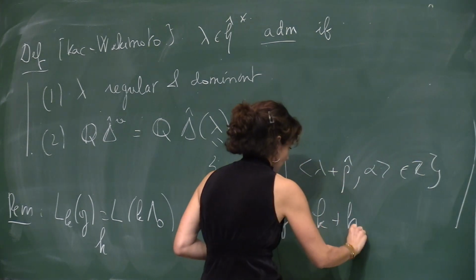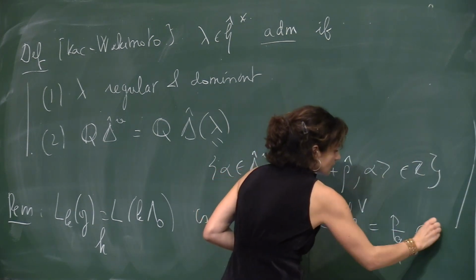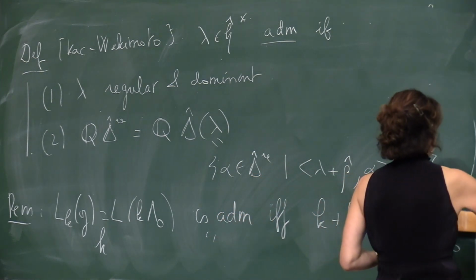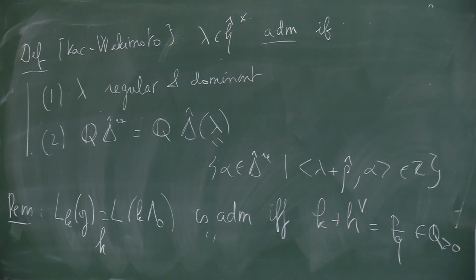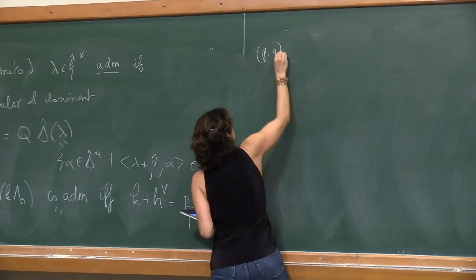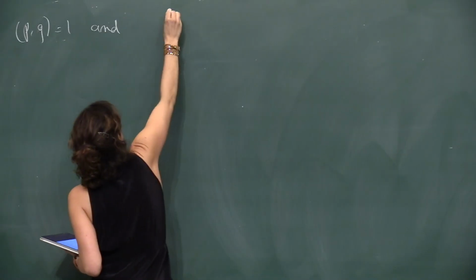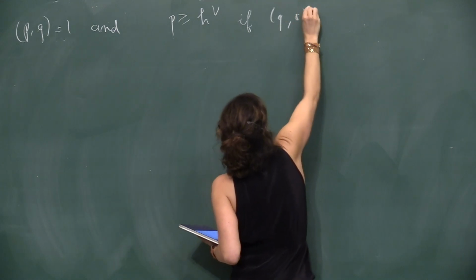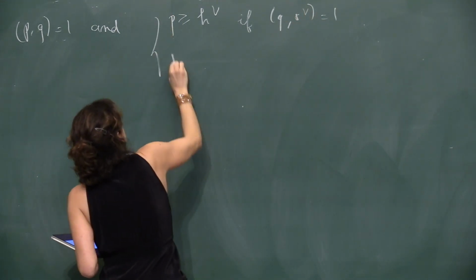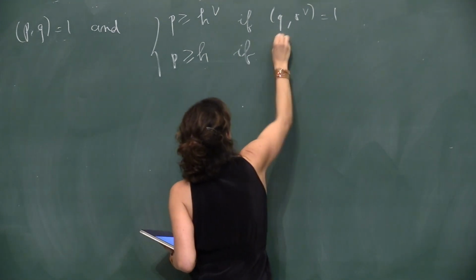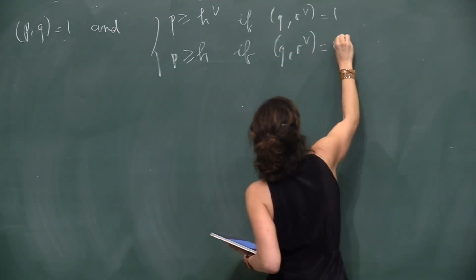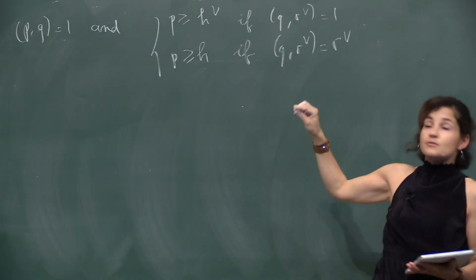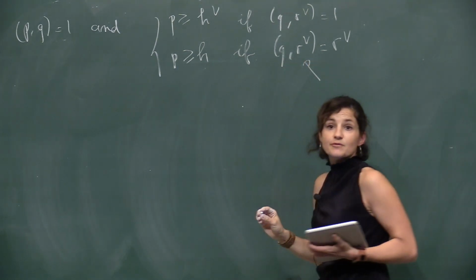As I already mentioned, K plus the dual Coxeter number is a strictly positive rational number P over Q such that P and Q are coprime, and P is greater than or equal to the dual Coxeter number if Q is coprime with the lacing number of G, and is greater than or equal to the Coxeter number if not. The lacing number is 1 for type ADE, 2 for B, C, F4, and 3 for G2.